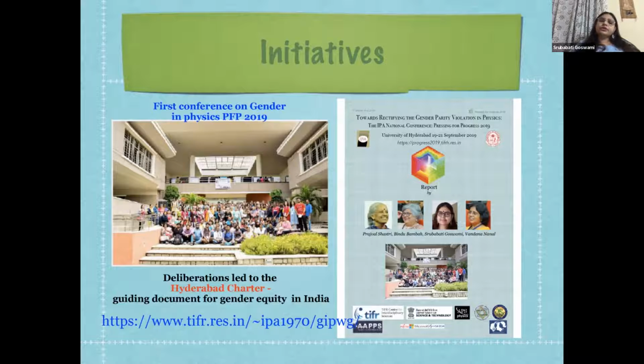And what we did was we asked physicists to sign this document, and signing this document means that you take a pledge that you will try to improve the gender climate around you. So this is what I am involved in. And thank you very much.